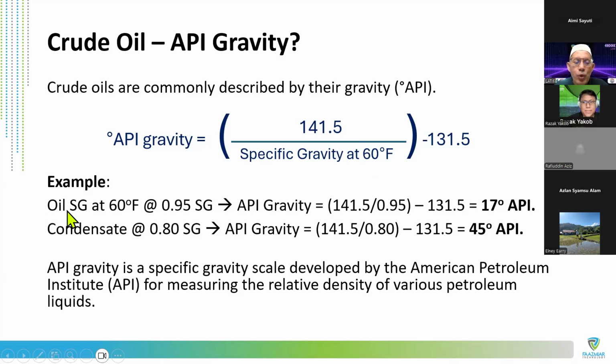For example, if the oil's specific gravity at room temperature is 0.95, which is lighter than water, then the API will be about 17 degrees. So it's quite heavy, like our engine oil, more or less. Condensate is very light. It's just a gas that is processed or converted to liquid at normal temperature, at about 0.8 or 0.79, very close to diesel. So the API gravity of this condensate is about 45. This is about diesel. Condensate will go up to 50 degrees API.